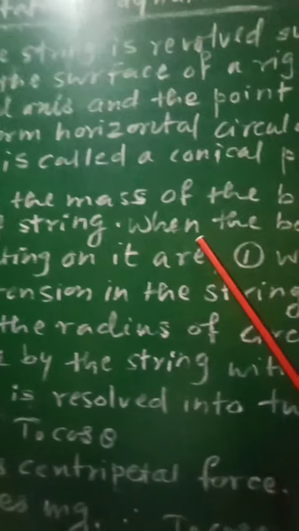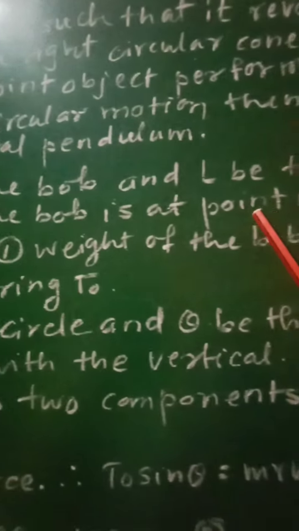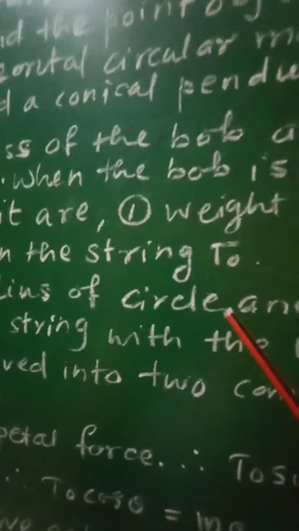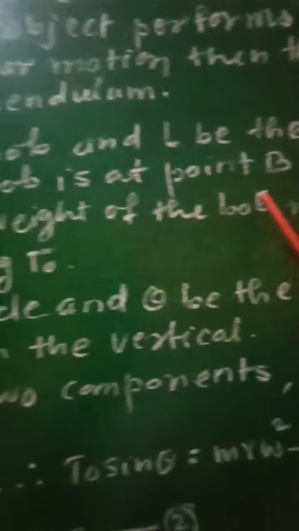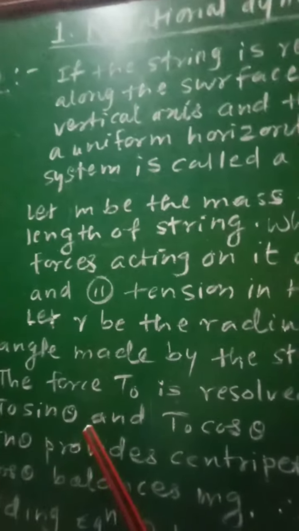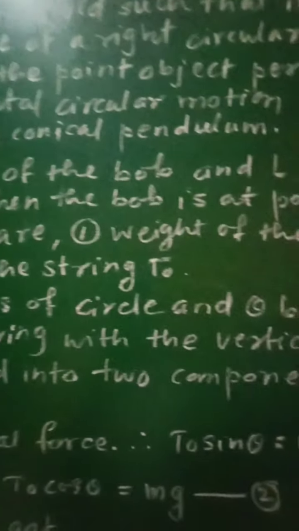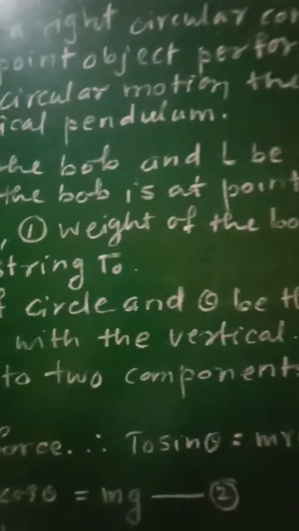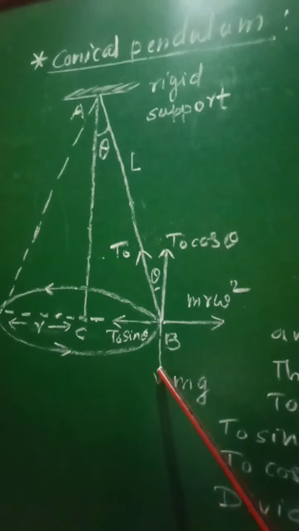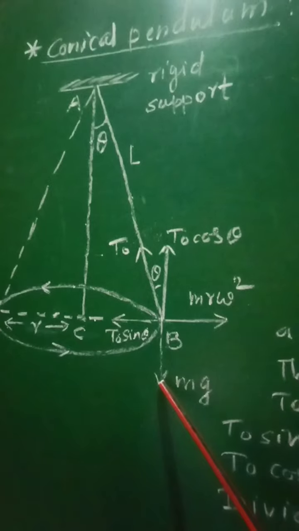Let m be the mass of the bob and L be the length of the string. So here m is the mass of the bob and L is the length of the string. Now when the bob is at point B, the forces acting on it are, first one, that is weight of the bob mg. So at this position B, the weight of this bob will be mg, which is acting in the vertically downward direction.